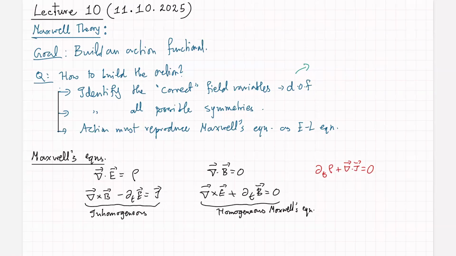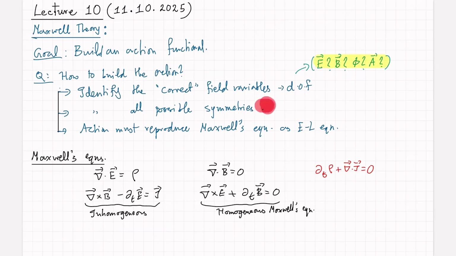So what are the correct field variables? The standard guess could be the electric field and the magnetic field. Some of you might also guess that it could be the potentials, the scalar and the vector potentials. Or could it be simultaneously both, or something else? So we'll have to discuss that.